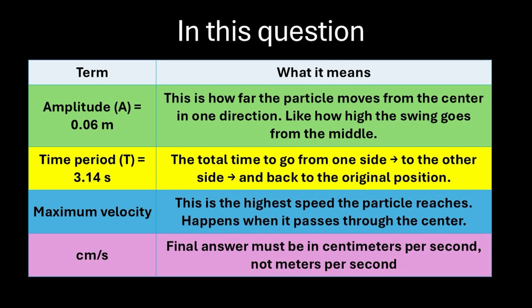In this question, the time period is 3.14, which actually means the total time to go from one side to the other and then back to the original position. Now, what is amplitude? Amplitude is how far the particle moves from the center in one direction. For instance, how high the swing goes from the middle. Okay. Now, maximum velocity happens when the particle reaches the center.